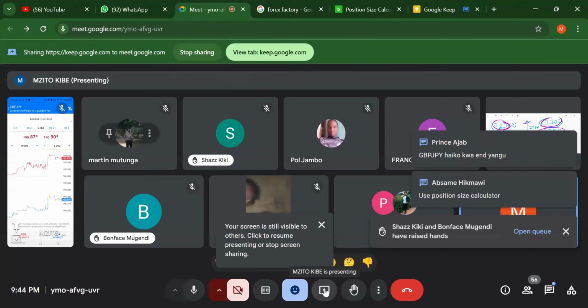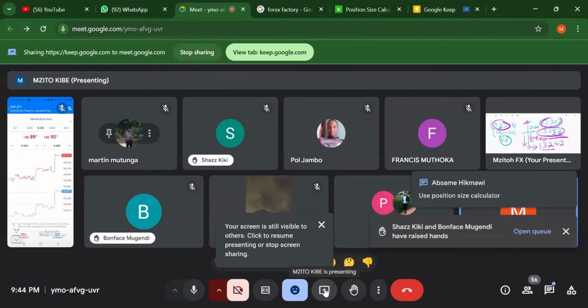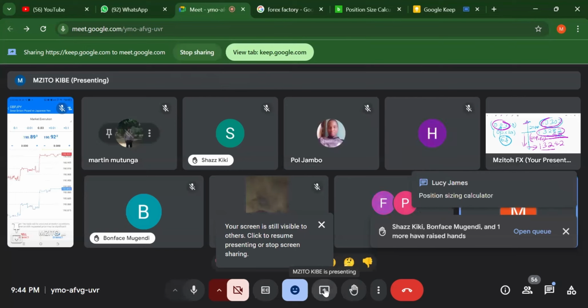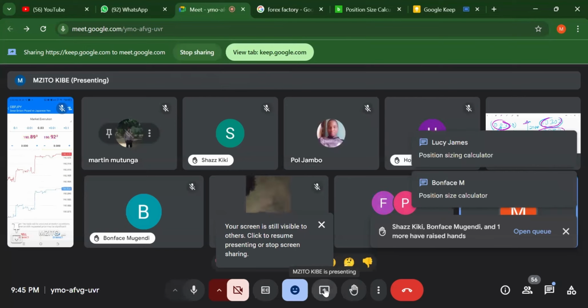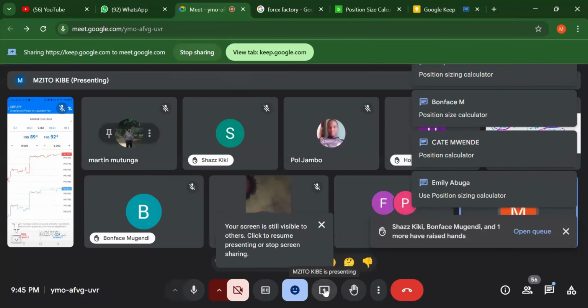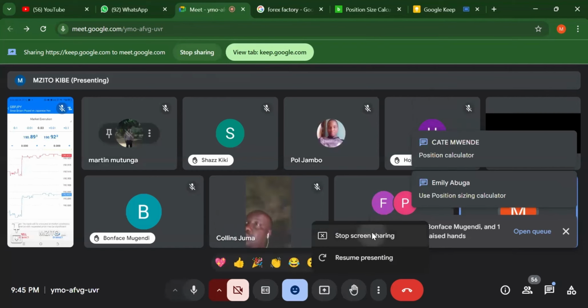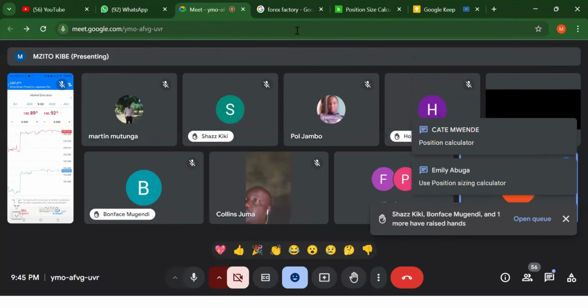Those who don't have GBP JPY, don't worry, I will show you how to add currency. What I want you to master today is how to place trades. So tell me, you use the position size calculator. Let me share the position size calculator again. You'll confirm to me if you are seeing that.